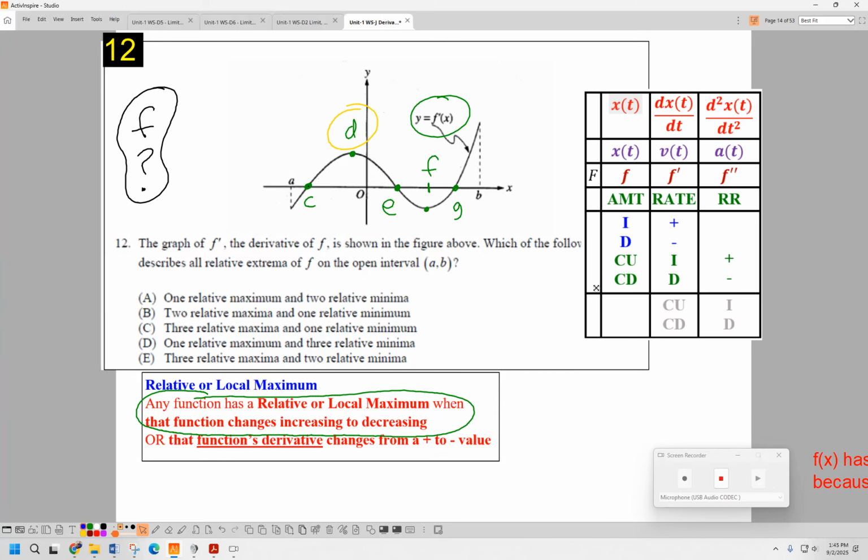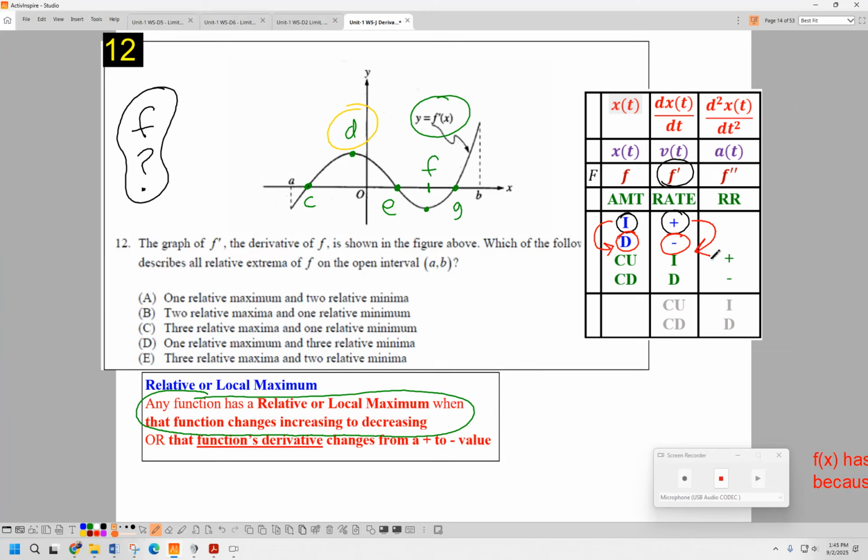If f prime has positive values, f prime is the rate of change of f, so that means f is going up. If f prime has negative values, that means f is changing in a negative way, so f would have to be going down. We're looking for a relative max on f. We want to know when f changes increase to decrease. It means that's when f prime will change positive to negative.